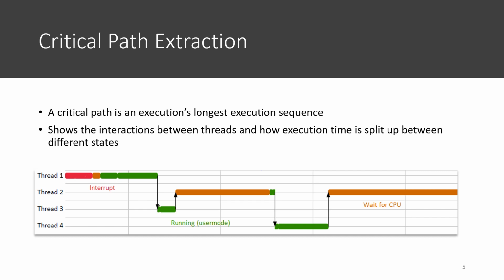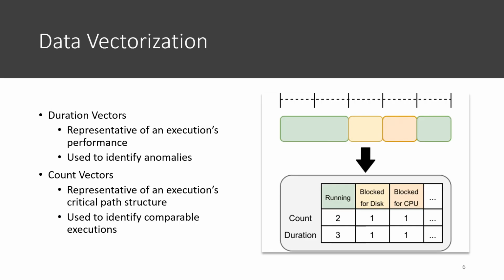These states being running in user mode, running in kernel mode, waiting for CPU, waiting for disk, interrupted, so on and so forth. We then take these critical paths and we create two different types of vectors. We have critical path duration vectors, which are representative of an execution's performance. This is just where each element in the vector corresponds to one of the possible execution states, and we count how long in total that execution spent in each of those states. This is primarily used to actually identify different anomalies.